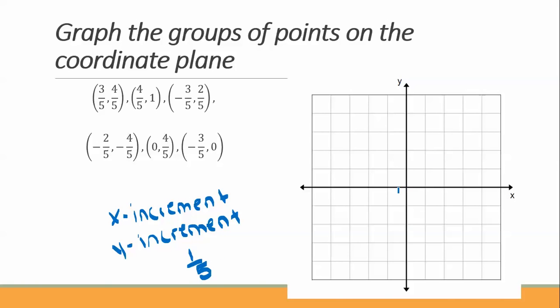So now when we count, we're counting 0, 1/5, 2/5, 3/5. So this is 1/5, 2/5, 3/5. Same on the vertical: 1/5, 2/5, 3/5, 4/5. So now when we have 3/5, 4/5, you have that point right there.